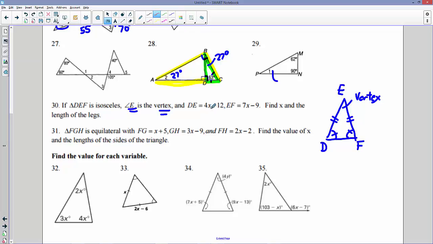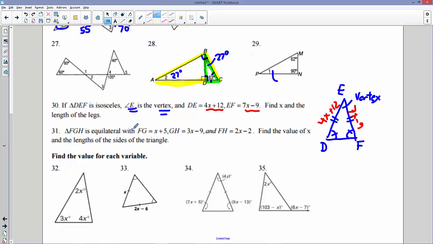And then finally, when you add this stuff here, 4x plus 12, that's 4x plus 12 along this segment's length. And of course, 7x minus 9. And you set them equal to each other, right? These are two congruent sides, set them equal to each other. We did this in class, solve for x. If you're not sure you got the right answer, just plug it into both of these. You should get the same number. If you do, you know you did it right.